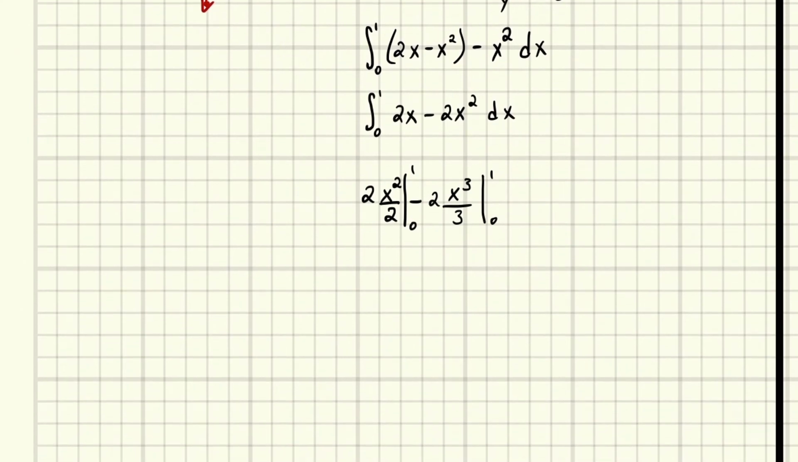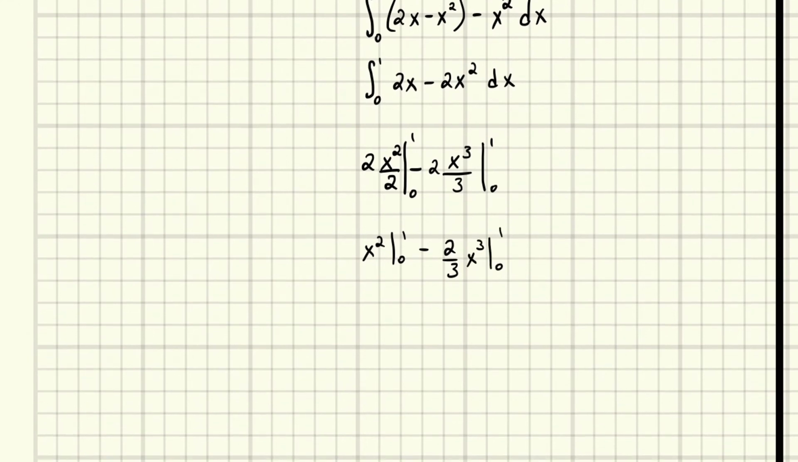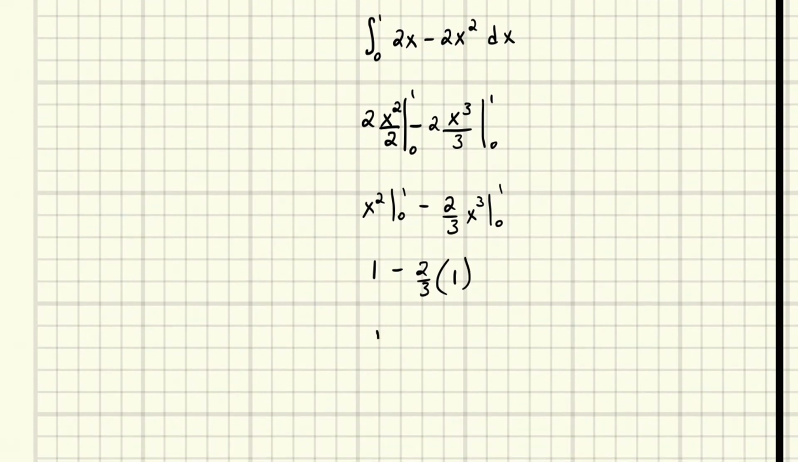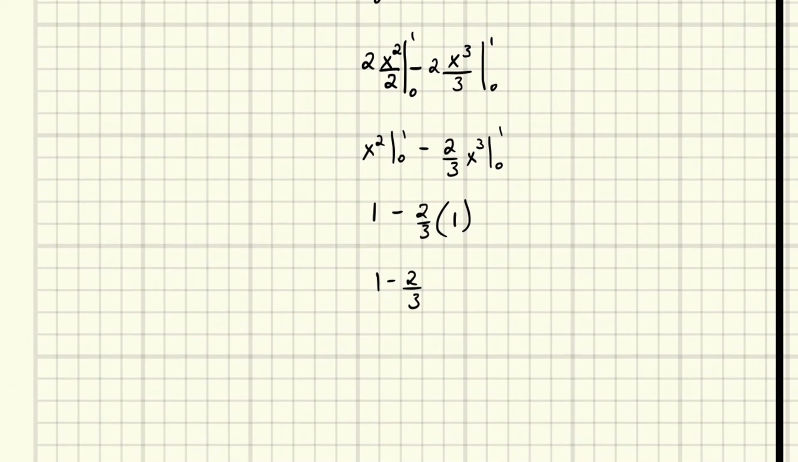Now from here, we can go ahead and simplify. And let's go ahead and plug in the zeros. We're going to get x squared from 0 to 1 minus 2/3 x cubed from 0 to 1. So from 0 to 1, 1 squared is just 1, minus 0 squared is 0. So this is just going to become 1. Minus, we're going to do 2/3 times, and then again, 1 cubed is going to be 1, and 0 cubed is going to be 0. So we're going to get minus 2/3 times 1. So we get 1 minus 2/3. And if we do this, we're going to get 1/3.